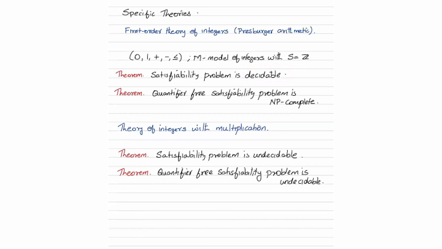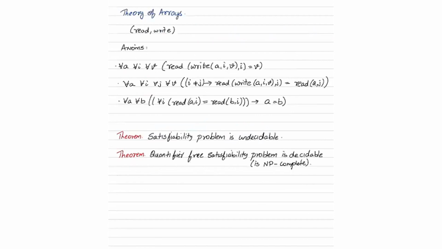If you take the first order theory of integers and you include multiplication into it, then it becomes undecidable. If you don't have multiplication, you have only addition, subtraction, and the order relation, then it is decidable. Okay. So let me just give you one more example. For this, I'm doing a bit of hand waving, but I hope it will be reasonably clear.